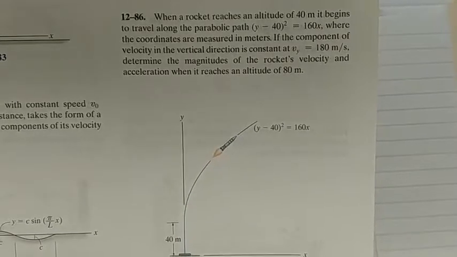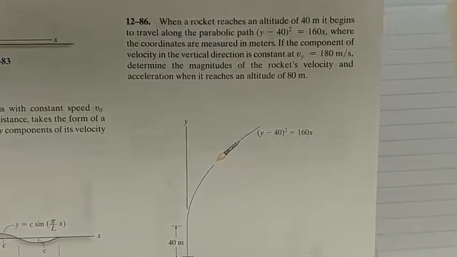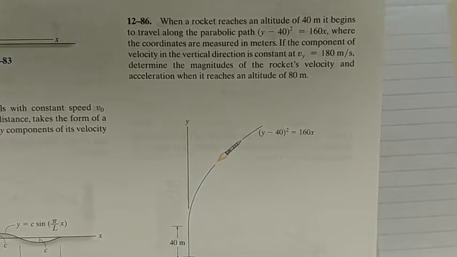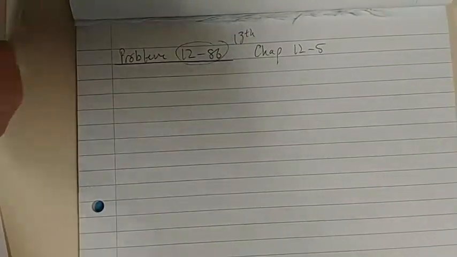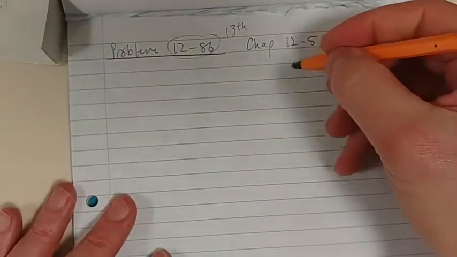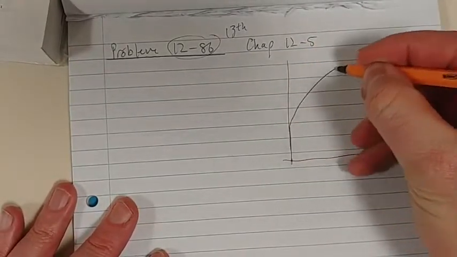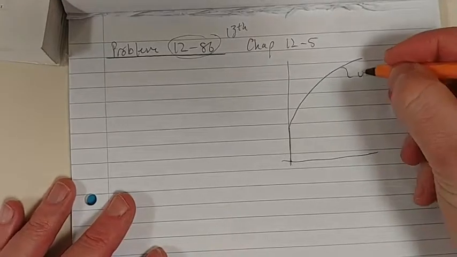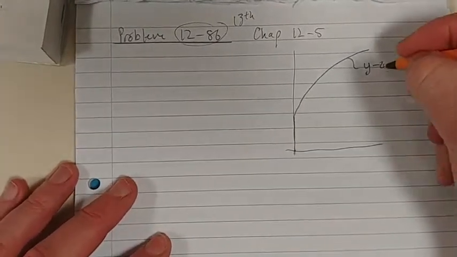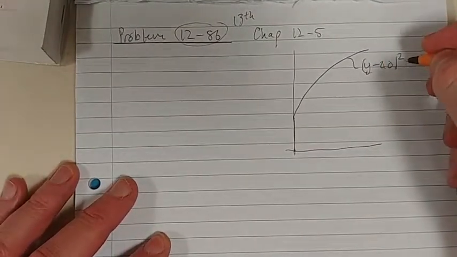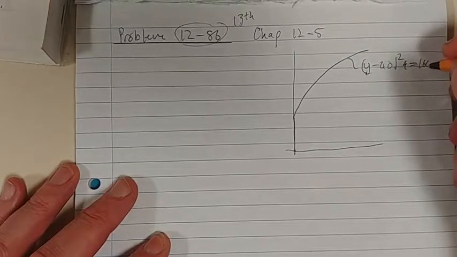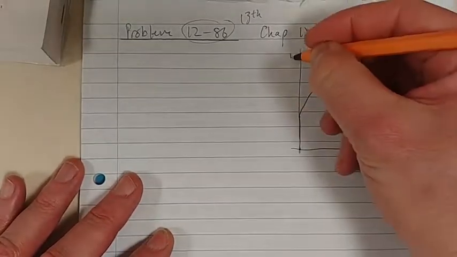Okay, so it's curvilinear motion. There's a lot of information. Where do I even start? Well, the curve looks something like this, and it goes like that. And this is given by (y minus 40) squared equals 160x. It's x and that's y.